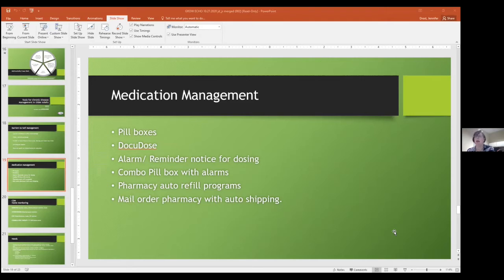The nice thing about the DocuDose is each day has the appropriate doses packaged in easy tear envelopes, and the envelopes are identified with the name and the dose and what time they should be taking the pills. So that's a really good thing to do. Again, it costs a little bit more, and they may or may not qualify for that.